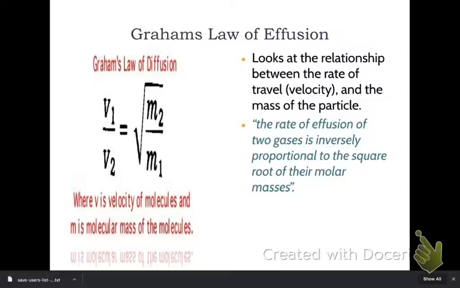What that means is, if we look at this equation, V1 is the velocity of gas number 1, and V2 is the velocity of gas number 2. Those are the two gases we're comparing. It says it's inversely proportional, so the mass of 1 is going to be in the denominator, and the mass of 2 is going to be in the numerator. That's the inverse proportion to the square root of their molar masses. It looks horrible, but all we're going to do is plug stuff in, and I'll show you a way to think about this so it's not so bad.